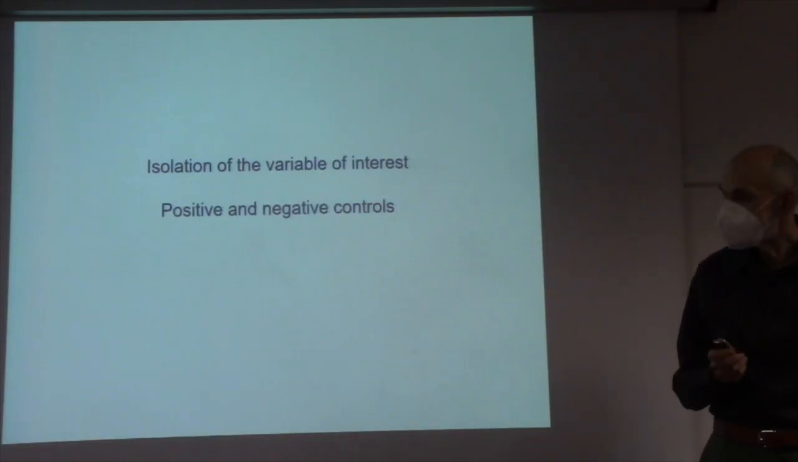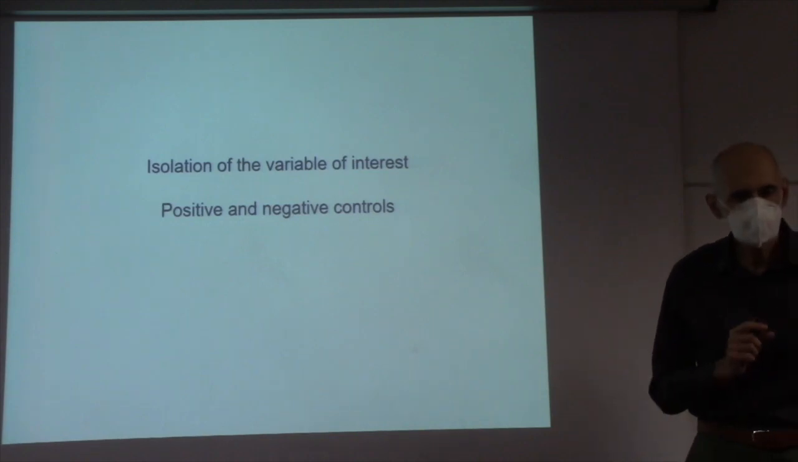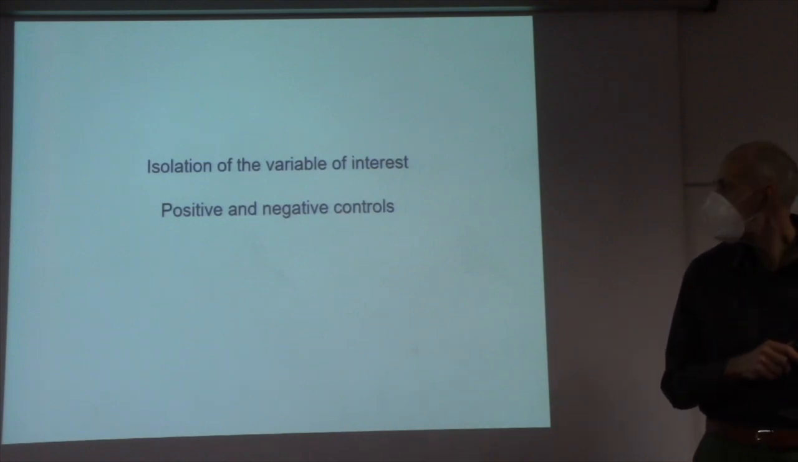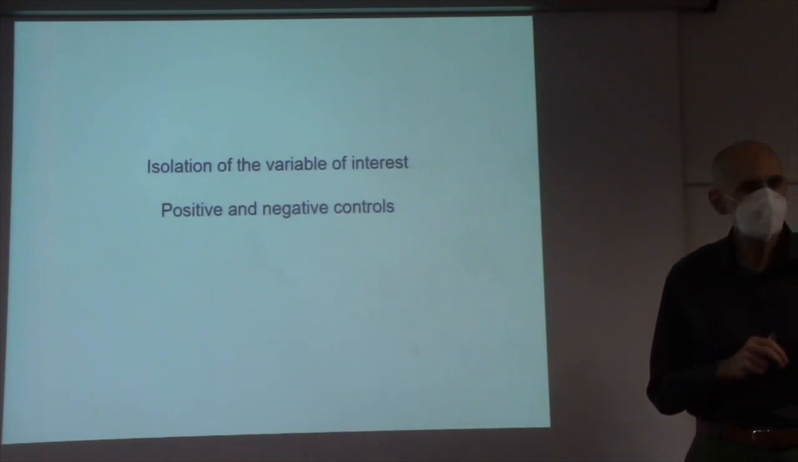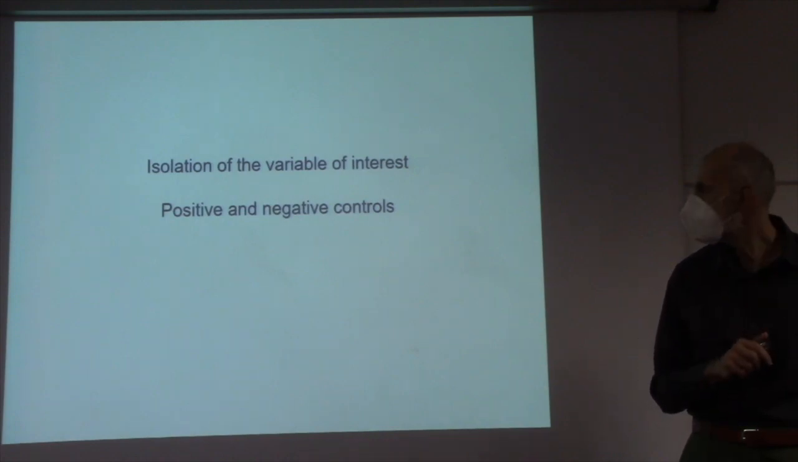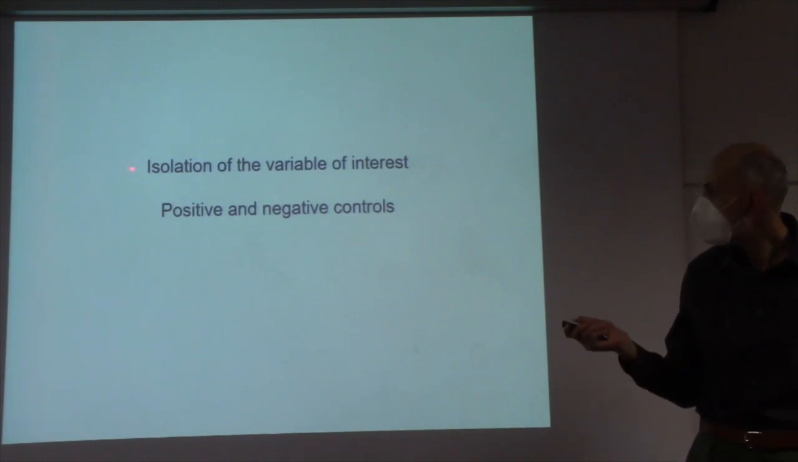With today's lesson, we enter the second part of the course. First part was about epistemology. Now we talk about the basic instruments that the scientist uses to do his research. So specifically we talk about isolation of the variable of interest and positive and negative control.